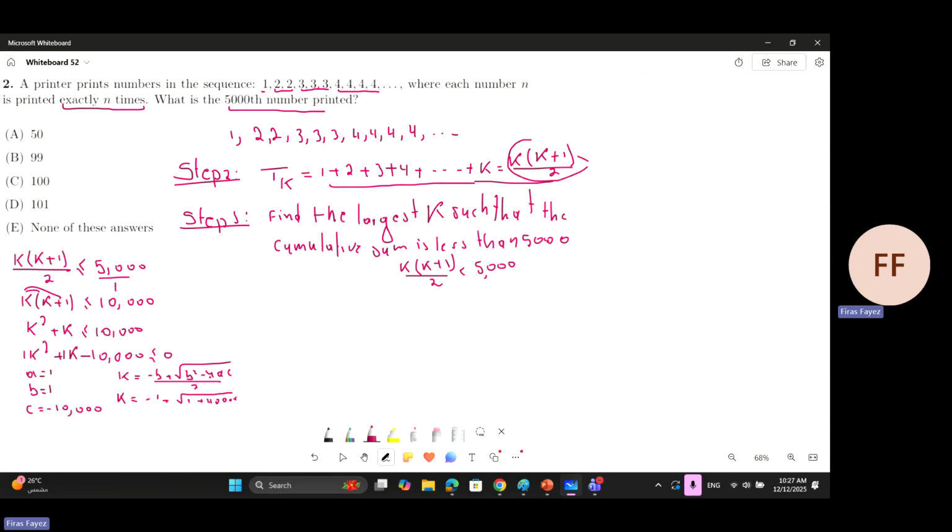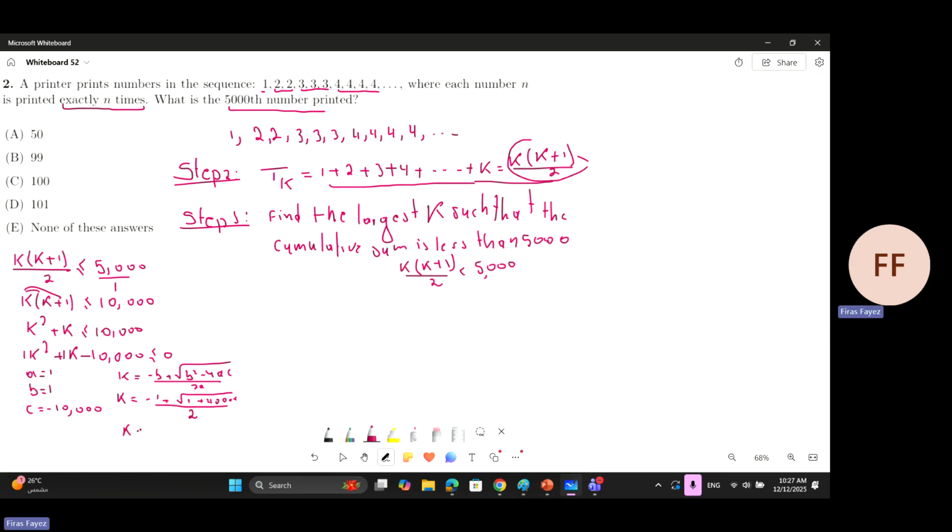Yes, so negative 4 times 1, negative 4, and C represents the value of negative 10,000. So negative 10,000 times negative 4, this is 40,000, all of them over 2 times 1, this is 2a. Okay.